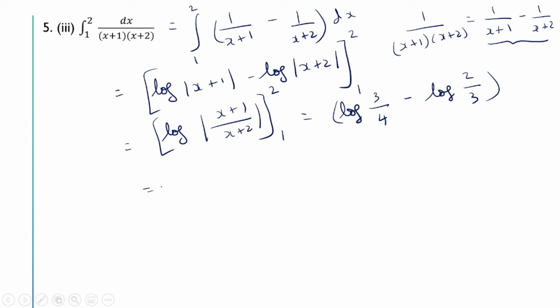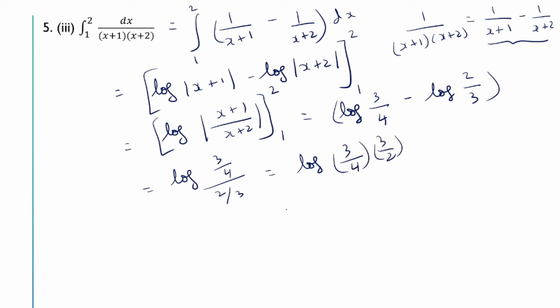Again this is of the form log a minus log b. So it is log a by b. So it is log of (3 by 4) upon (2 by 3). So this is equal to log of 3 by 4 into 3 by 2. It is nothing but log 9 by 8.